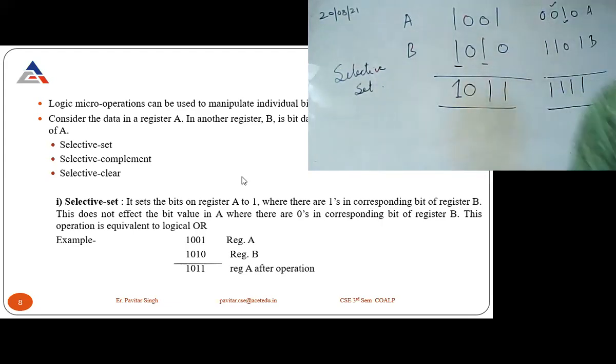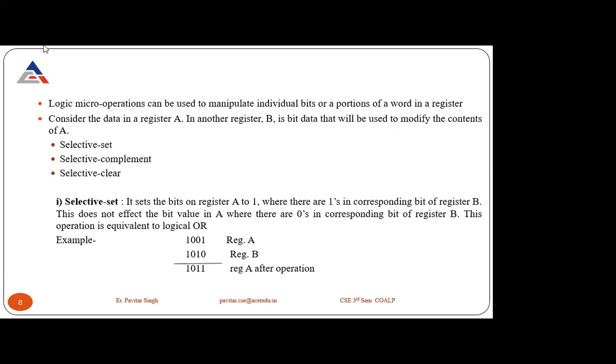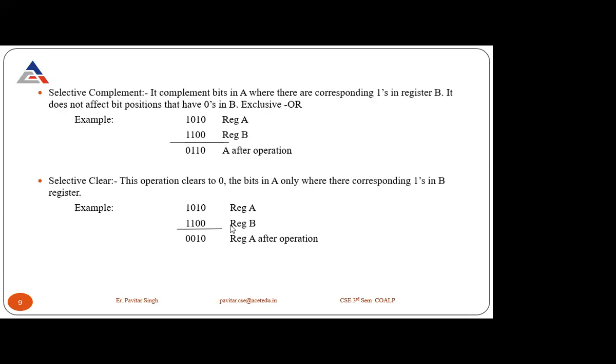The next operation we have is selective complement. Selective complement complements the bits in A where there are corresponding ones in register B. It does not affect the bit positions that have zeros in B, right? It is similar to the exclusive OR gate. So let's see the example.